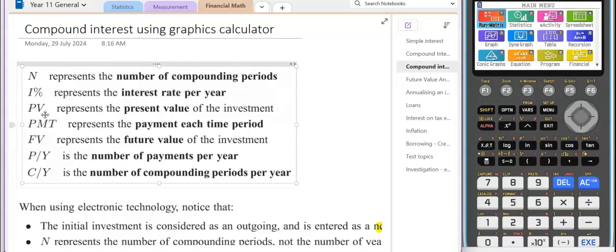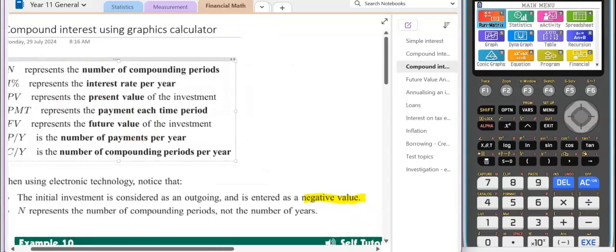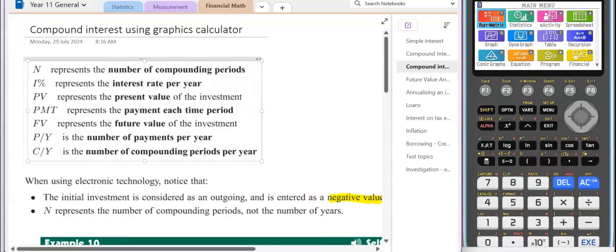Now it's really important. There's a note down here that essentially says that we need to make sure that when we're inputting PV for an investment, we set it as a negative value because it is considered an outgoing. PMT represents the payment each time period. Now, in the examples I'm going through today, there won't be any regular additional payments made into the investment account, but we'll look at some examples in the future where you will be making some regular contributions as well to that savings or investment account.